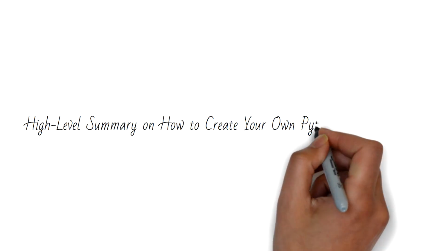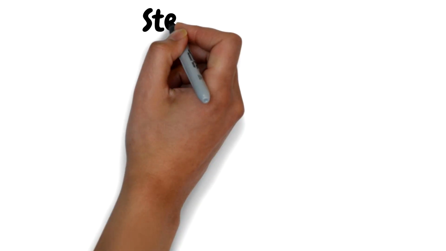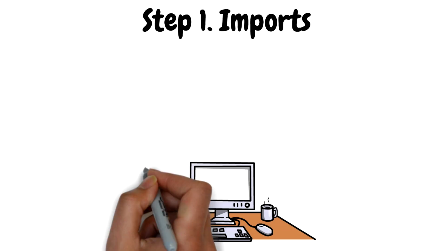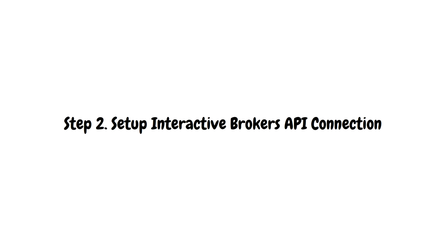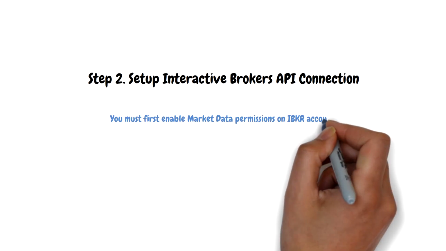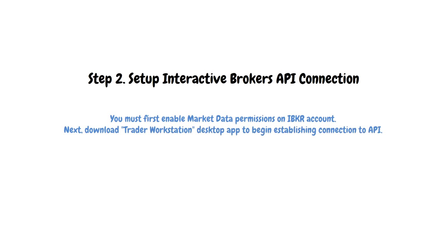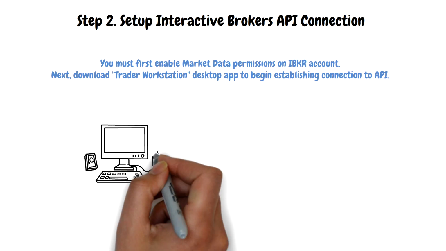How to create your own Python stock screener. First, we're going to be importing some modules. NumPy, Pandas, and IB-InSync are some of the modules necessary. Next, we're going to be setting up the API connection to Interactive Brokers. Make sure to get market data permissions and download the Trader Workstation desktop app.